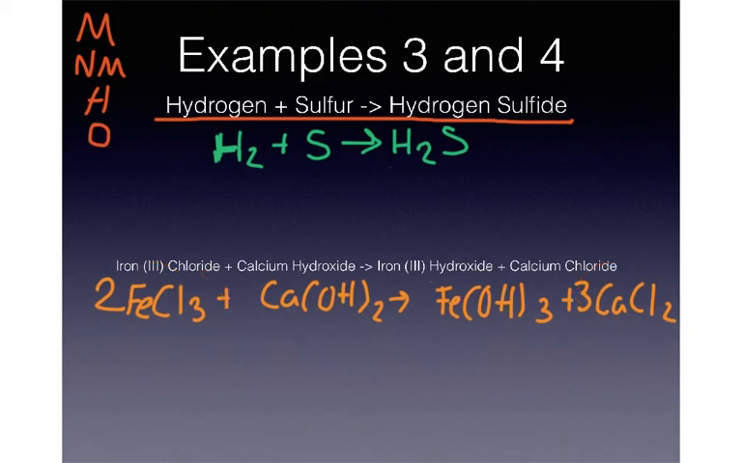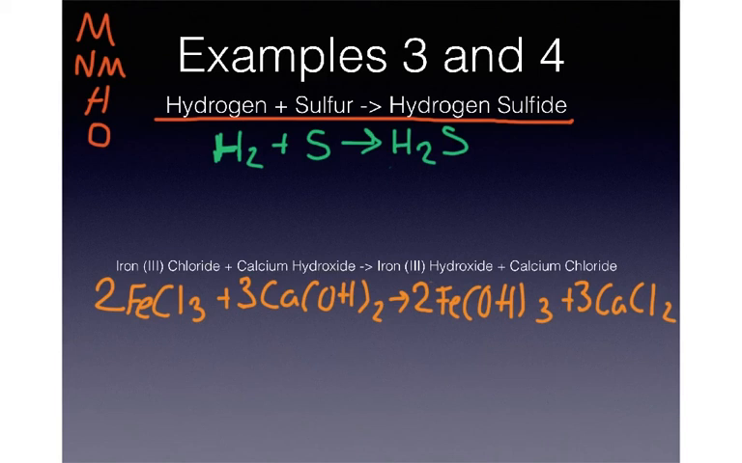Now, does that put our irons and calciums out of whack? Yes. So what we're going to be able to do to solve that is that we have 3 calciums here, but 1 calcium here. So we have to put a 3 here. And then we have 2 irons here, but 1 iron here. So we're going to put a 2 here.